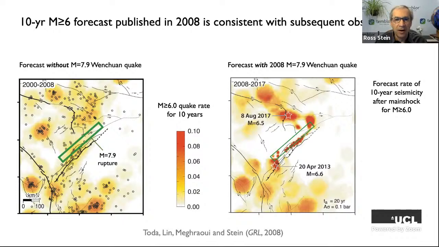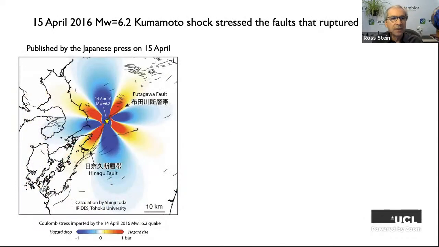Here's another one on a much shorter time scale. There was a magnitude 6 earthquake in Kumamoto, Japan in April of 2016, and my close collaborator Shinji Toda, who's contributed to just about everything you're seeing here, made a quick Coulomb calculation and was interviewed by the press, and they published his map shown here for this earthquake.